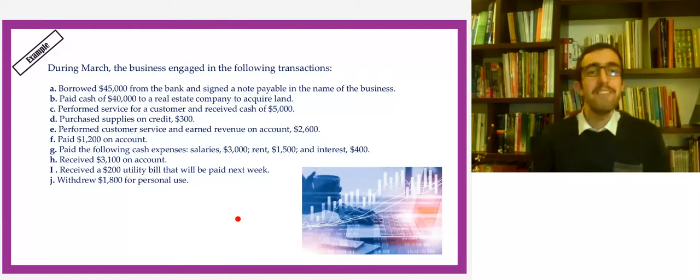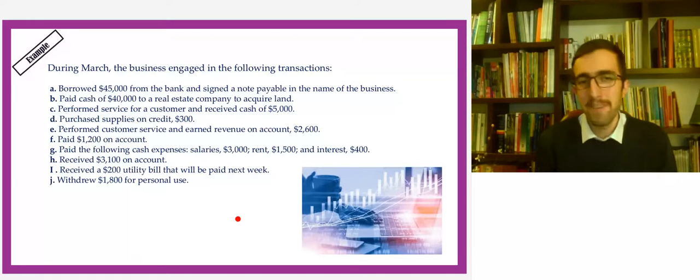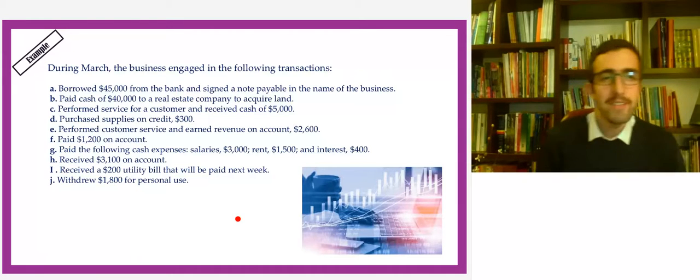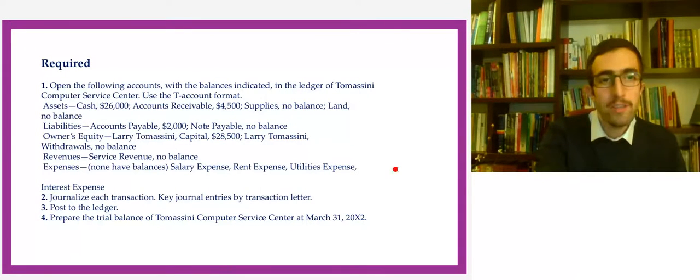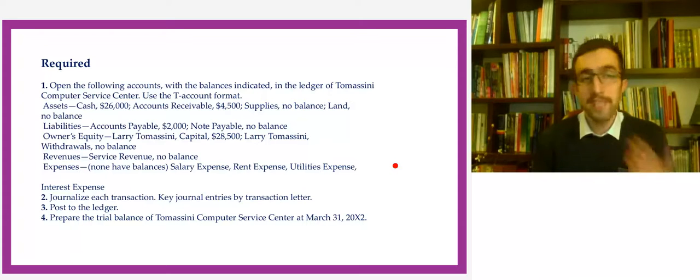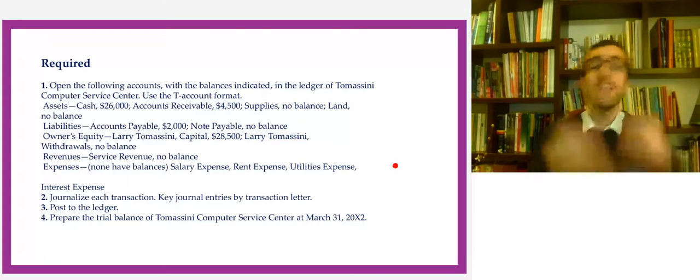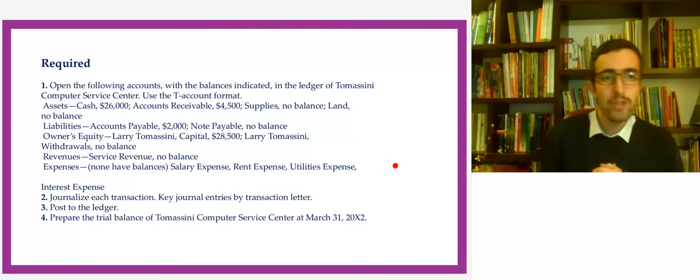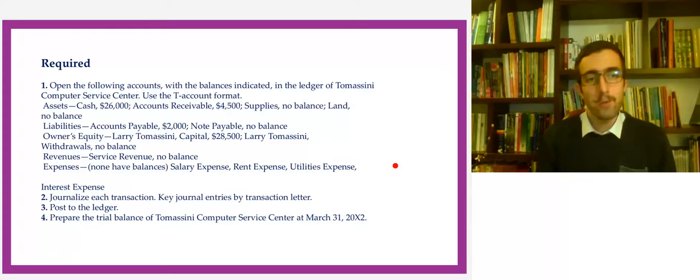On the next page, we have the comprehensive and complete example that I mentioned at the beginning of my talk. Here we have the Larry Tomasini Computer Service Center, and we have 10 transactions during March. The requirements of the question are: first, open the T accounts for the beginning balances of some of the accounts, because the information in the question is for only some accounts. Second, journalize each transaction. Third, post to the ledger. And finally, prepare the trial balance and the financial statements.